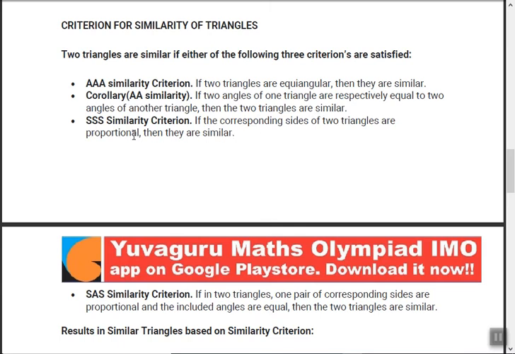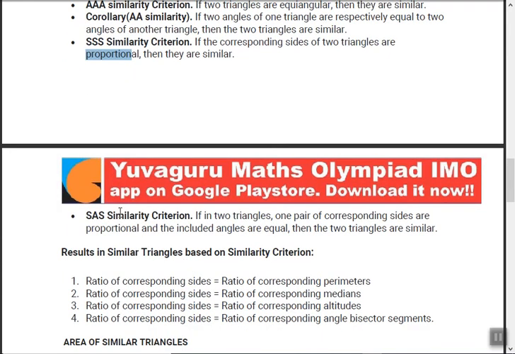See here, it's called proportional. It's not said equal. In congruence we call it equal. SAS test: if in two triangles, one pair of corresponding sides are proportional and the included angle is equal, then the two triangles are similar. Remember, for the sides, proportional.